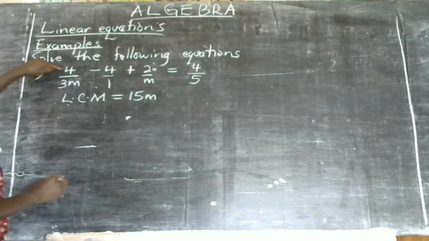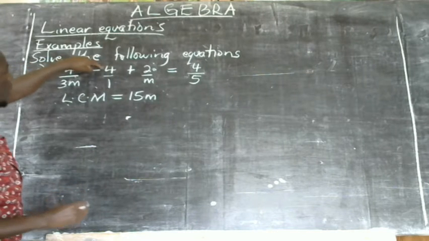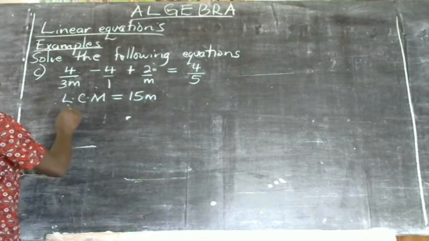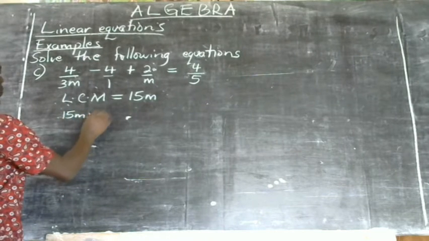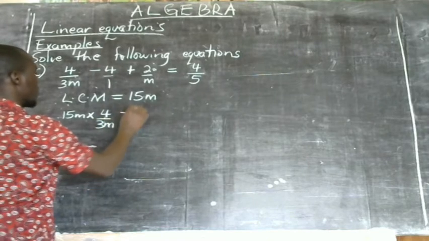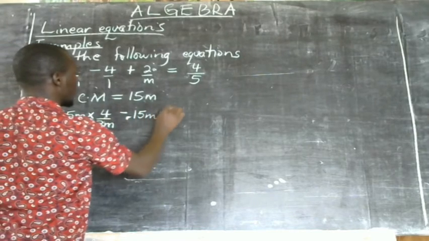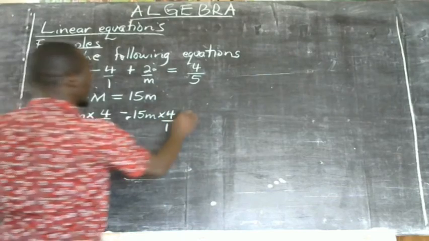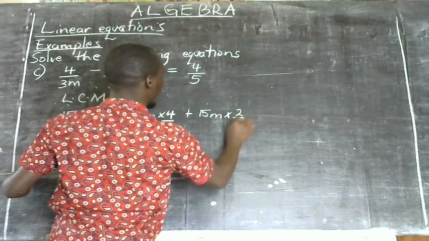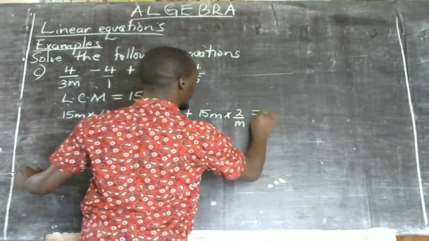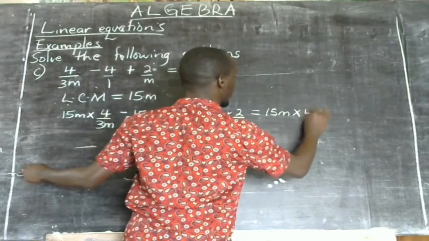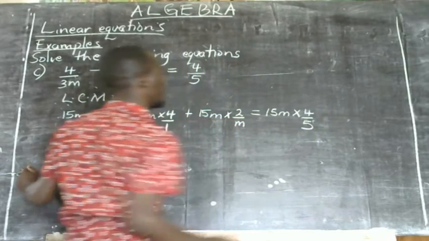Then I'm going to get 15m. I multiply it there, there, there, and also there. So this is 15m times 4 all over 3m, then minus 15m times 4 all over 1 plus 15m times 2 all over m is equal to 15m times 4 all over 5.